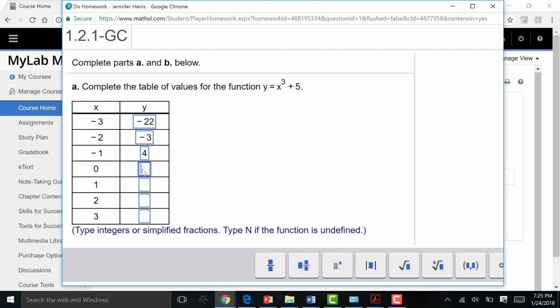I'm just plugging them in and doing the math in my head. That's going to be 5, and that's going to be 6, and that's going to be 13. 8 + 5 is 13, and then 27 + 5 is 32. Is that right? Y'all check my math. All right, so that's all you had to do for that part.